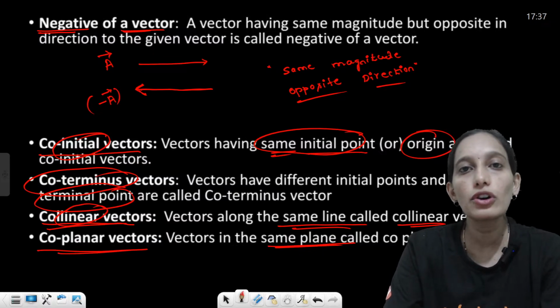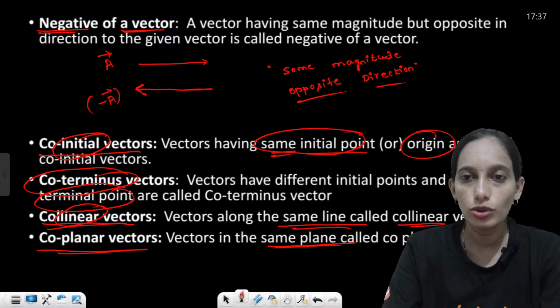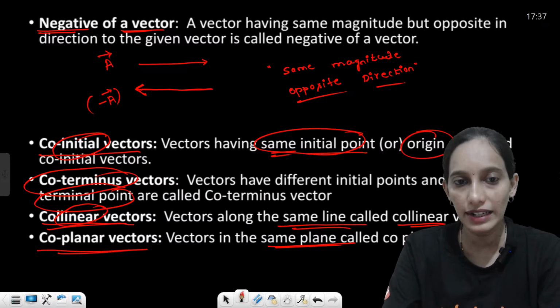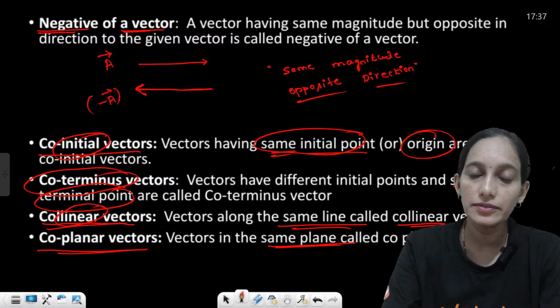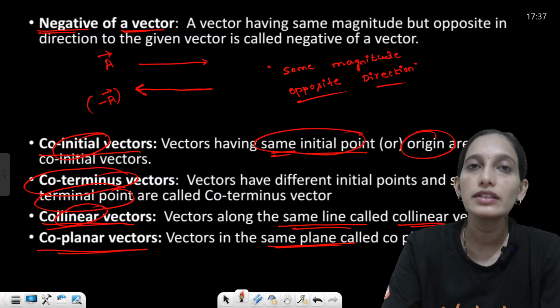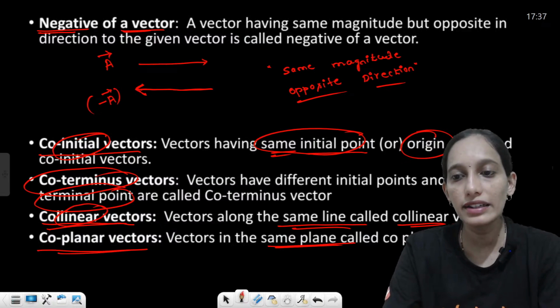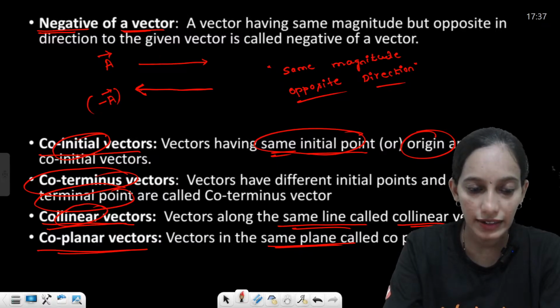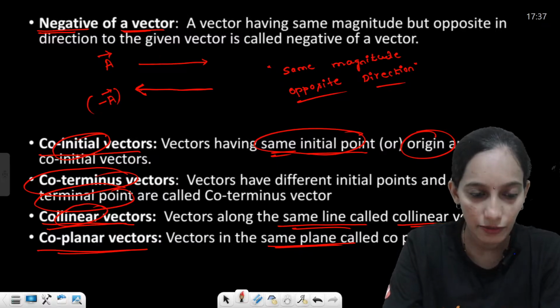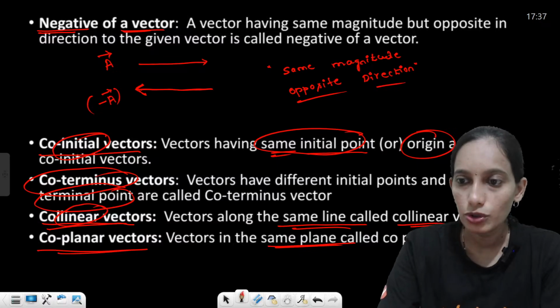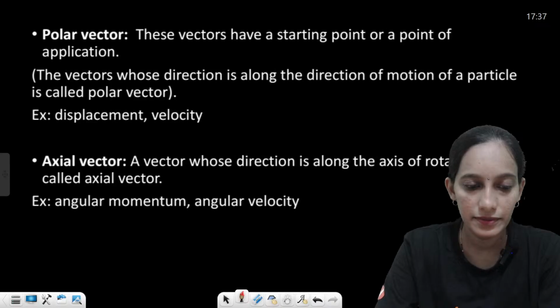And then we have collinear vectors, that means two or more vectors acting along the same line. Coplanar vectors, vectors in the same plane. Two or more vectors lying in the same plane are called coplanar vectors. Okay, so hope it is clear till here, so we can move ahead.